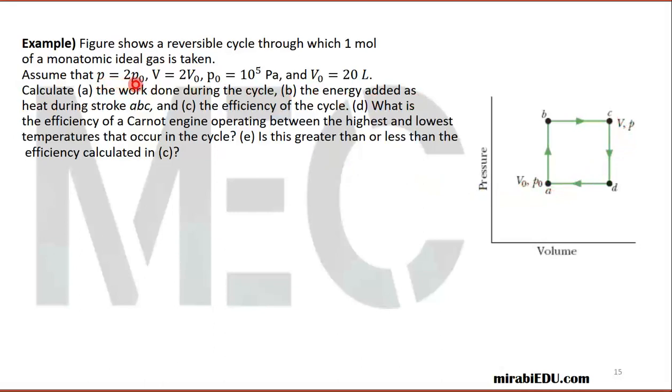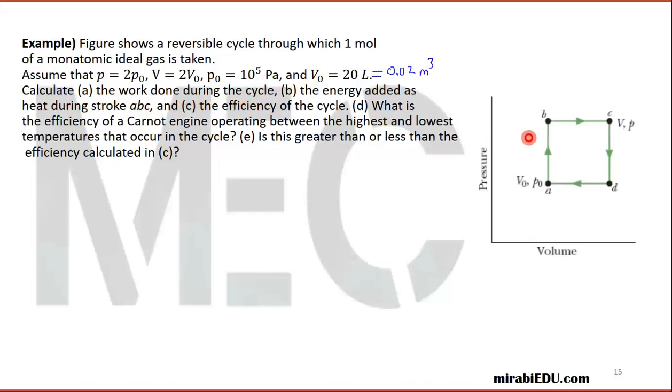P equal to P0, V equal to V0, and P0 is 10 to the 5 Pascal, and V0 is 20 liter. So, converting 20 liter into cubic meter, it will be 200th of a cubic meter. Okay? Calculate the work done during the cycle.